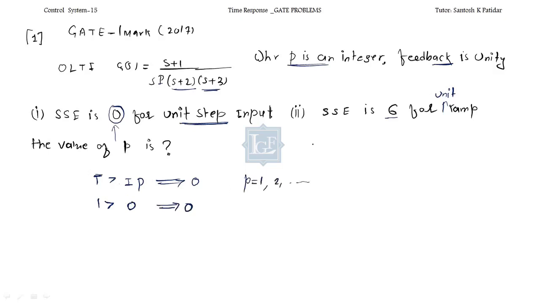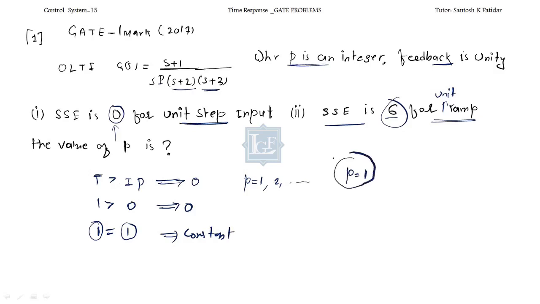But let's check the second condition. For the ramp, you are getting some constant steady state error. When is it possible? When the type is equal to the input. For the ramp, the input is 1 and the type is 1, so you get some constant. So p will be strictly 1 only. The value of p is 1. You can check whether you are getting 6 or not.